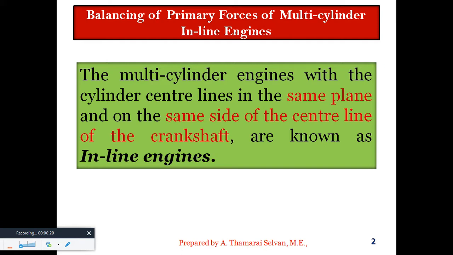Here in these engines it is supposed to have two forces, that is primary forces and secondary forces. These primary forces are the real forces which actually act on the particular engine cylinders, whereas the secondary forces are imaginary ones, which we will consider to have a balancing of these forces in the multi-cylinder inline engines.